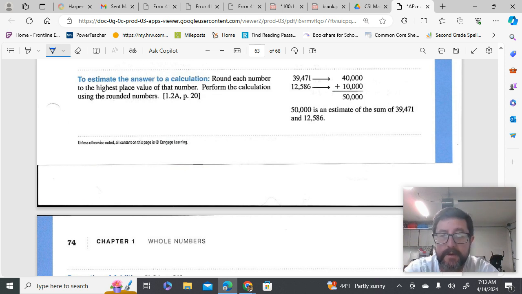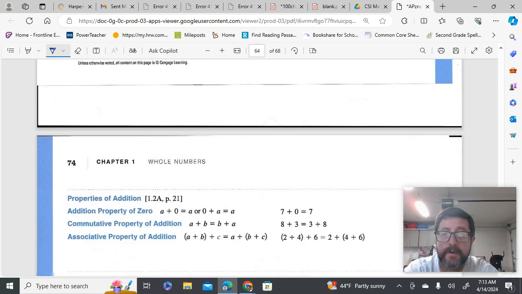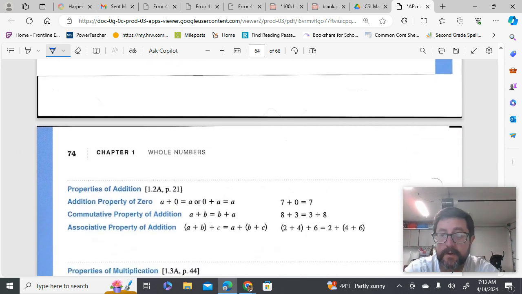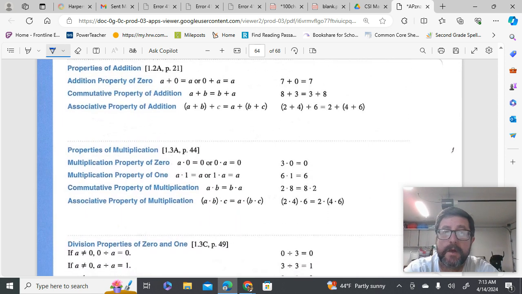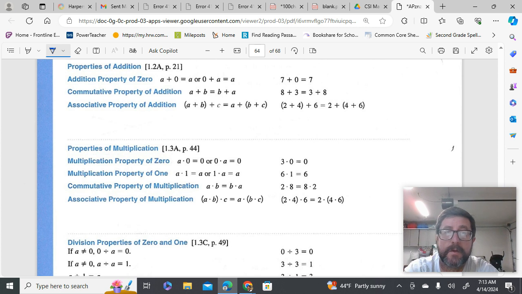But I've talked with other math teachers, and if you're using a calculator, rounding is not as important as it used to be. Not that you shouldn't learn it. I'm just trying to catch everybody up. Okay. Properties of addition. So these are your different properties, the properties of multiplication. Make sure to write these down and understand these properties because they will come up.